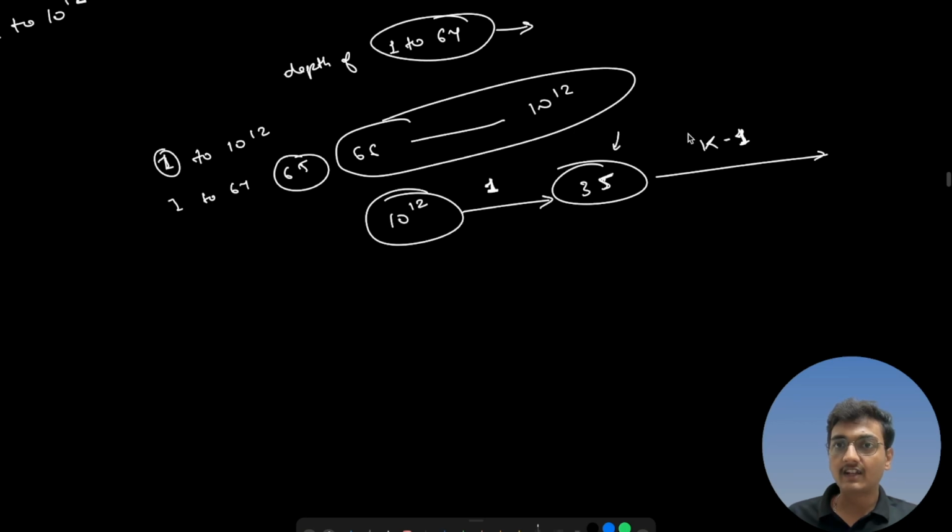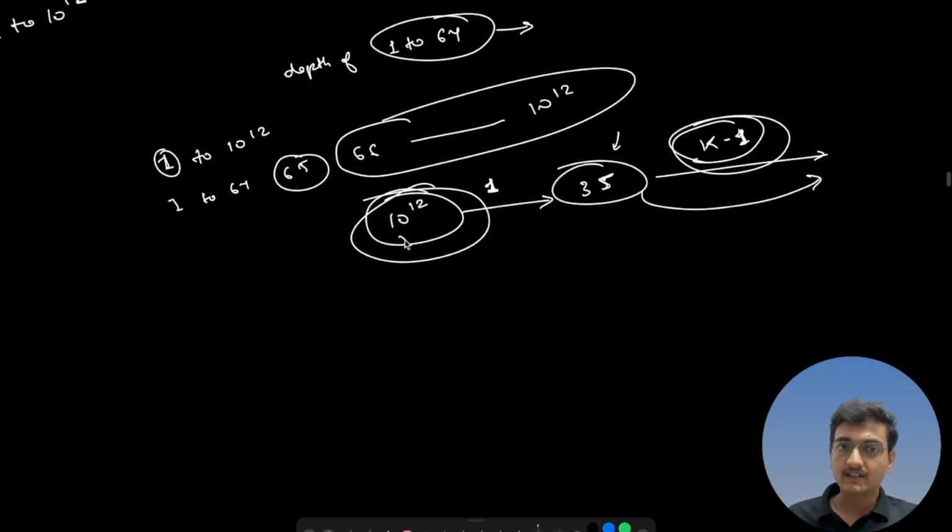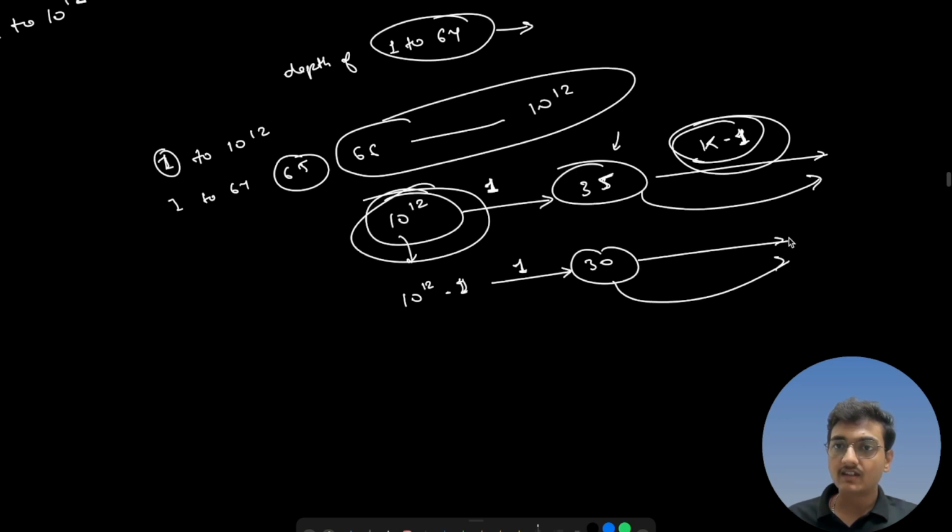If this 35 can reach 1 in k minus 1 steps, then I would say, okay, this 10 to the power 12 can be my answer. Let's say I use 10 to the power 12 minus 1, and if I go one depth and the answer becomes 30, for example, I will check whether this 30 can reach 1 in k minus 1 steps. If it can, then this 10 to the power 12 minus 1 is a valid answer. It can increase my count.